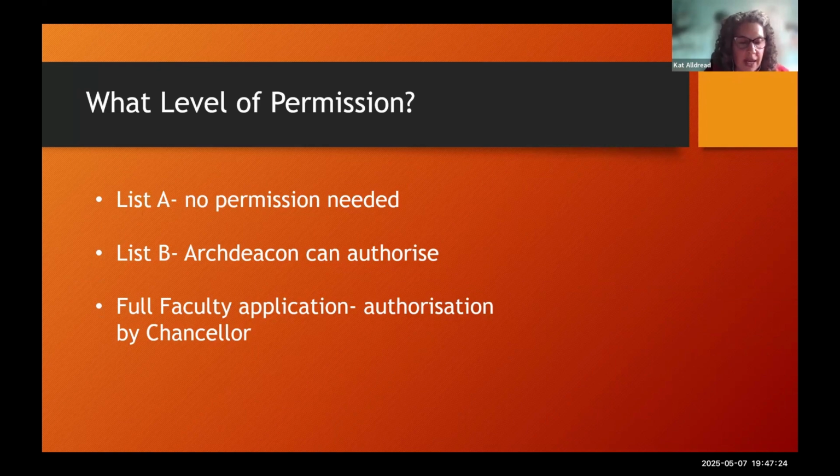There's also a process that can be used to trial something prior to making a permanent change. For example, if you want to try temporarily removing a few pews to see how that works, in order to try creating more flexible space and seating, you can apply for a temporary minor reordering order from the archdeacon to trial that. And that is also done via the online faculty system.